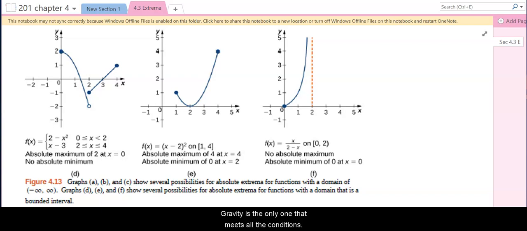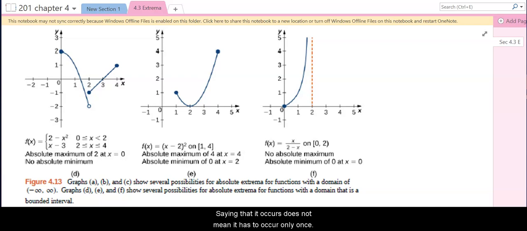Graph E is the only one that meets all the conditions. It is a closed interval from closed 1 to closed 4. It is bounded because neither 1 nor 4 are infinity or negative infinity, and that graph can be drawn without picking up the pencil, meaning that it's continuous. Thus, there must be some y value that is bigger than all other y values, or the same value, and some y value that is lower than all the others, or the same y value.